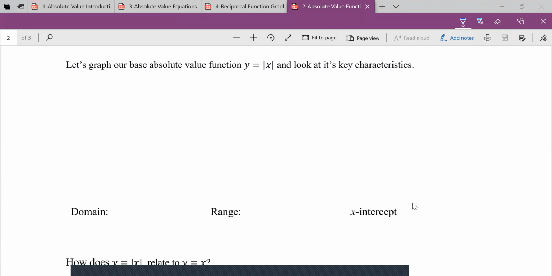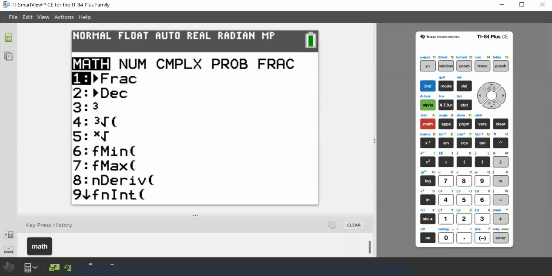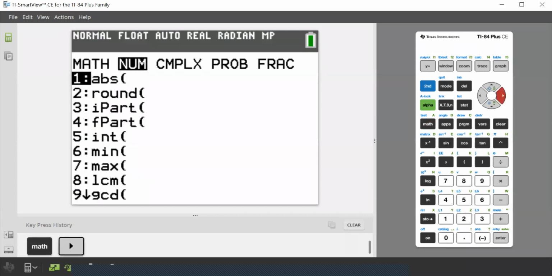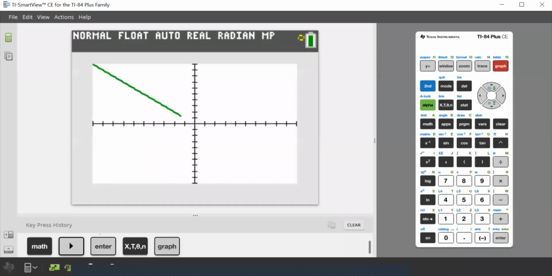Let's look at the graph of this. Our base graph is y is equal to the absolute value of x. So let's go grab our graphing calculator and put that in. I've got mine on green. Why not? I like it. If we want the absolute value, we go over to num, abs, x, and hit graph. There it is, pretty green.